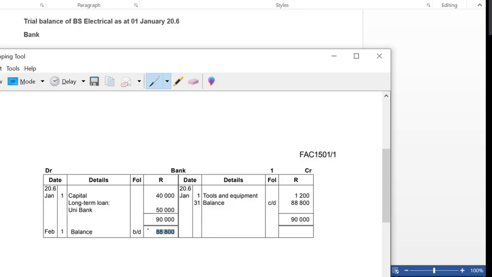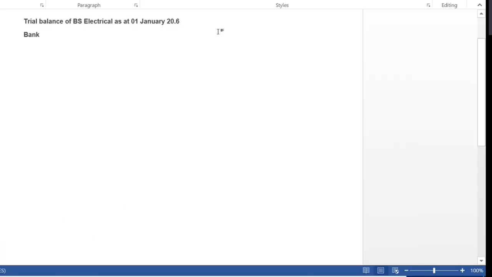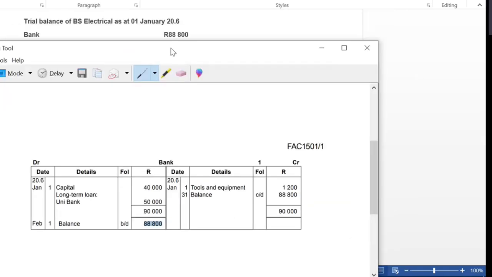88,800 into the bank account. Yes. So the bank account now is left with 88,800 because tools and equipment was bought. Was bought, yes. So this 88,800 will come here in your trial balance.